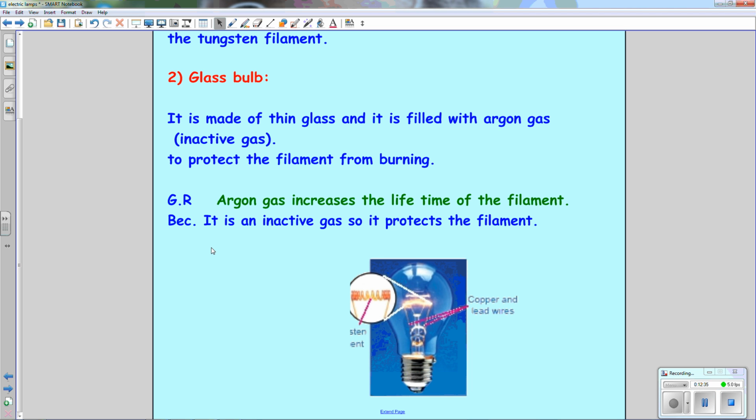Now, if you have the question, give reason: argon gas increases the lifetime of the filament. How does argon gas increase the lifetime of the filament? Because it is an inactive gas, it doesn't react with the filament, so it protects the filament.